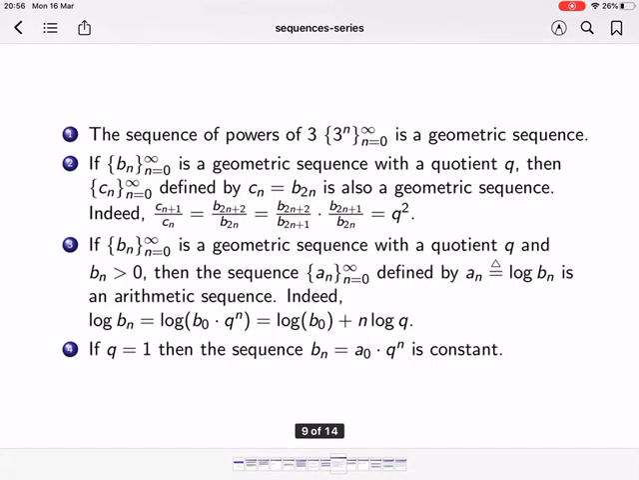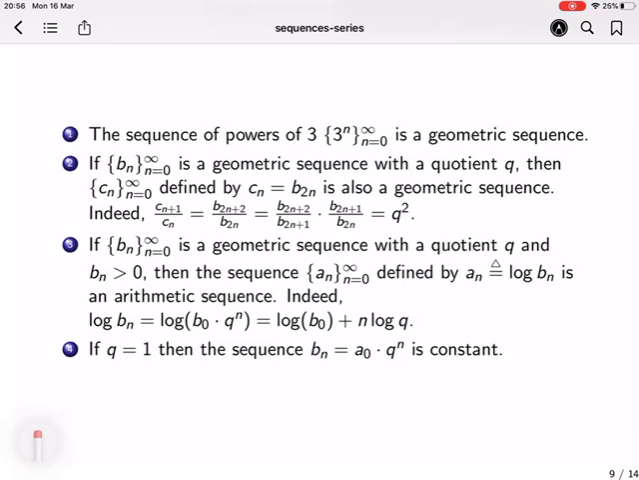Good. Let's see some examples. First example is the example of sequence of powers of 3, namely 3 to the power of 0, which equals 1, 3 to the power of 1, which equals 3, 3 to the power of 2, which equals 9, and so forth. This is a geometric sequence with a ratio 3.